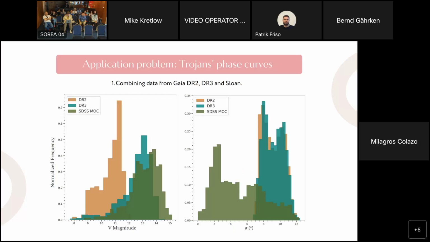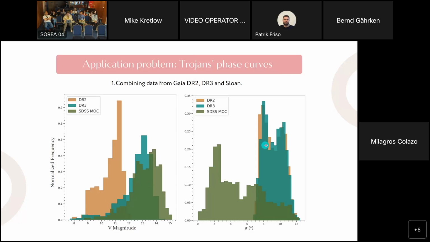We try to apply Piedra to a larger data set, which is the combination of Gaia DR2, DR3, and Sloan. And we also analyze if this kind of combination is worthy. As you see here, Gaia DR2 observes brighter asteroids than Gaia DR3 and Sloan.